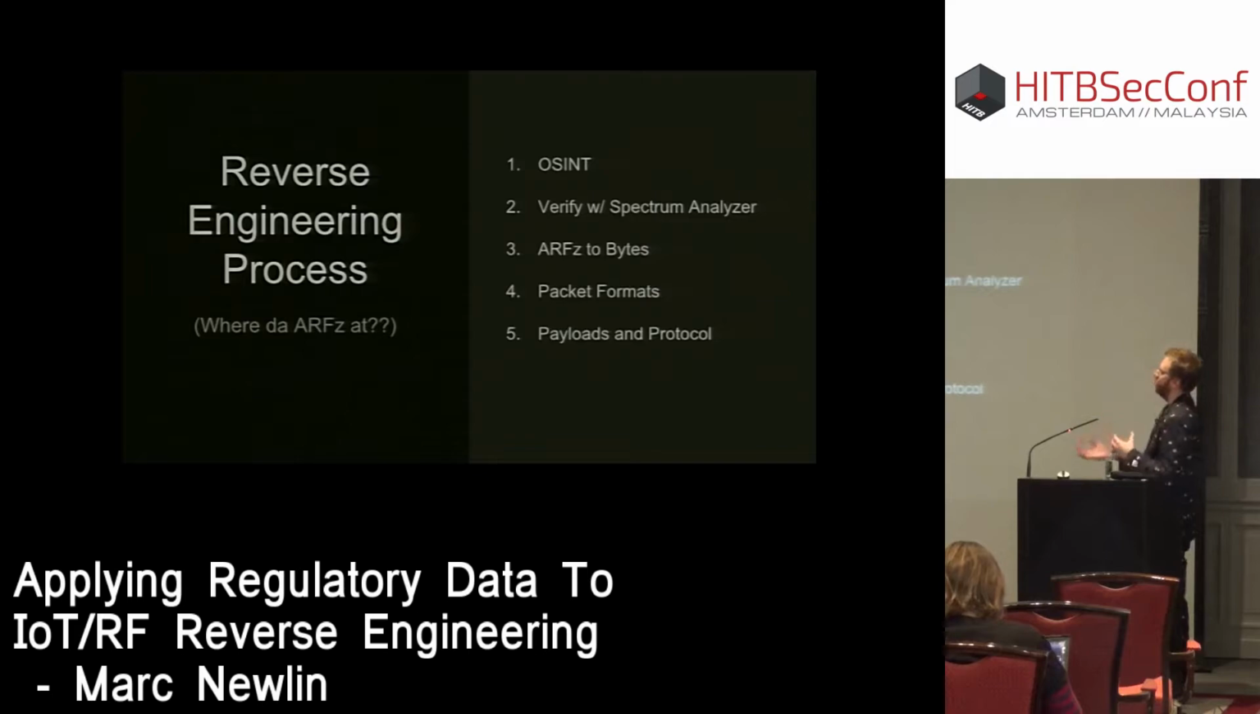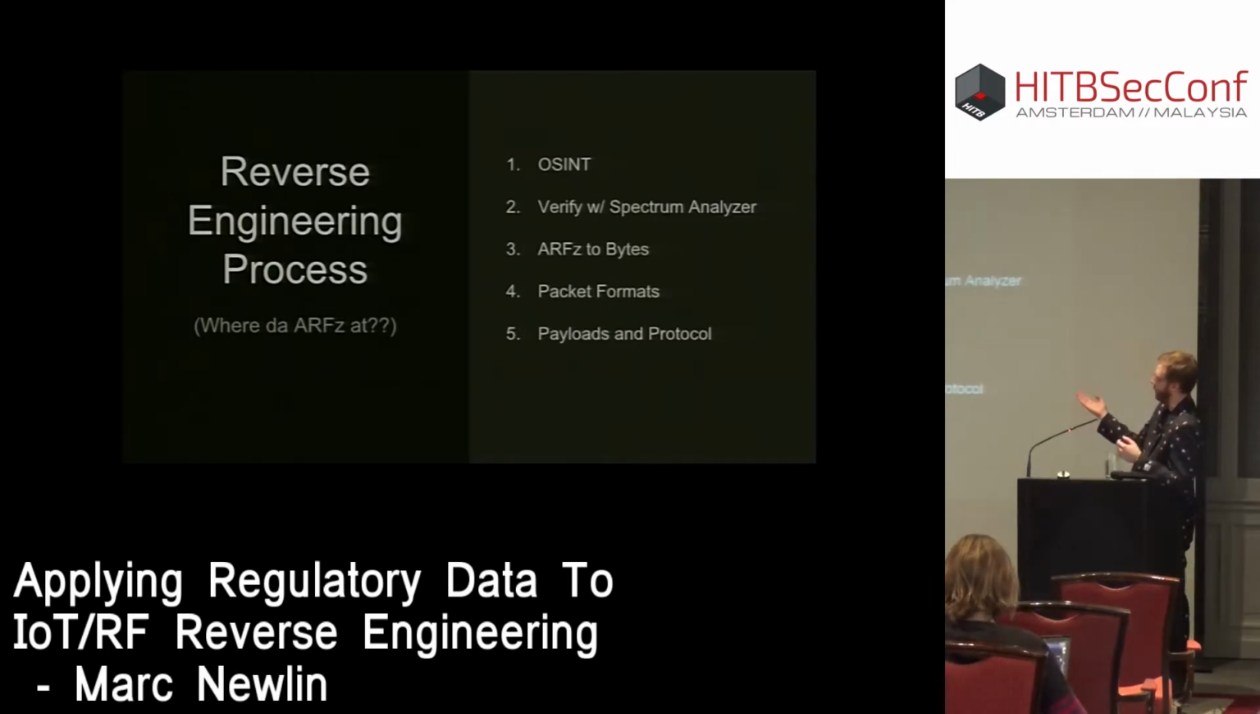So we have 5 stages here. So we're going to start by doing open source intelligence. This is going to be using the internet to find out what we can about this device and how it operates. We're then going to verify with the spectrum analyzer that the information we got on the open source intelligence is correct. So this is going to be visually looking at it and saying, hey, does everything line up? Make sure we're on the right track so we don't waste more time.